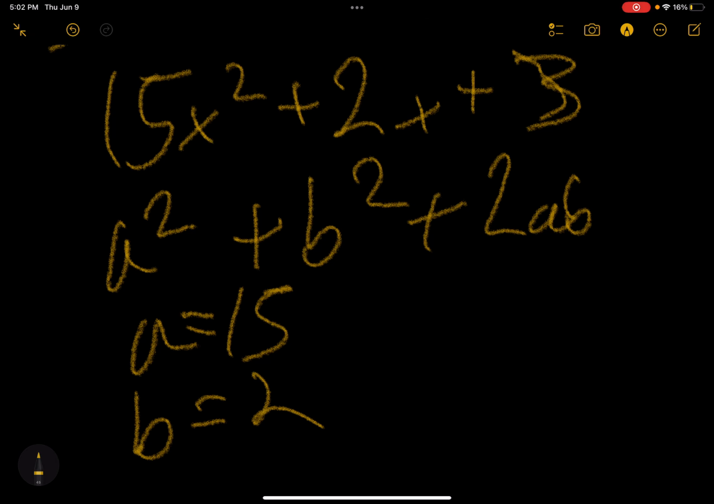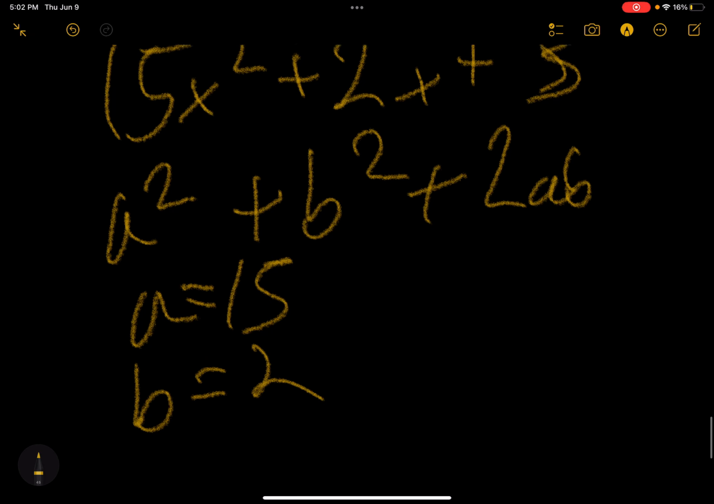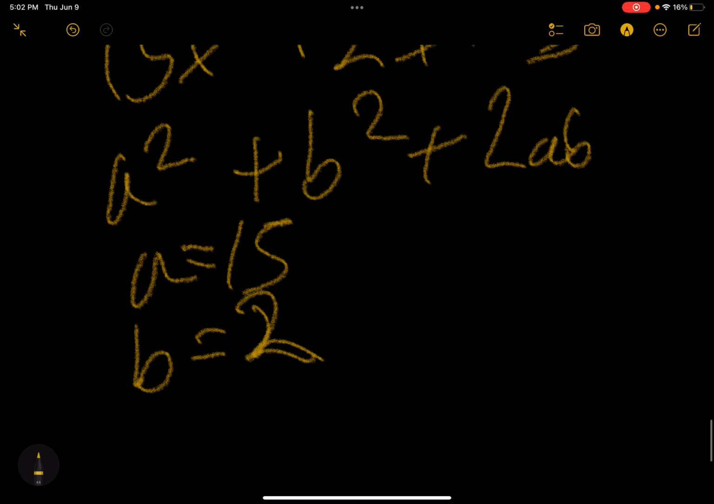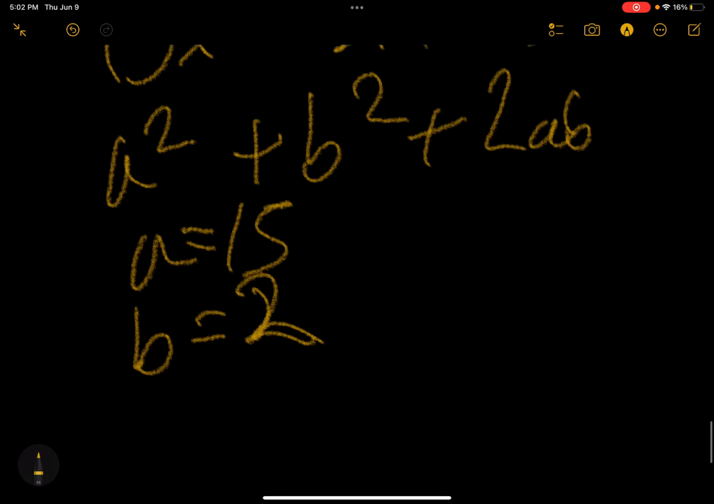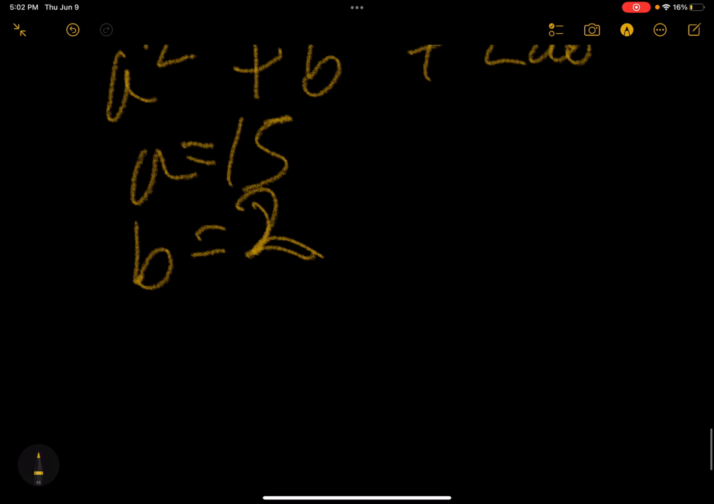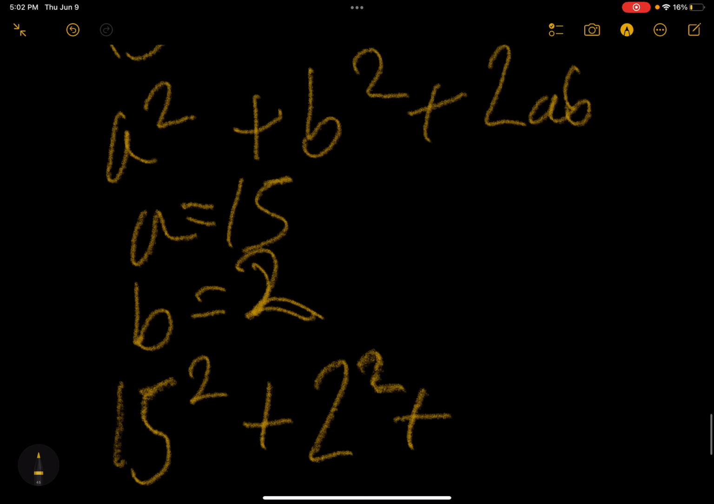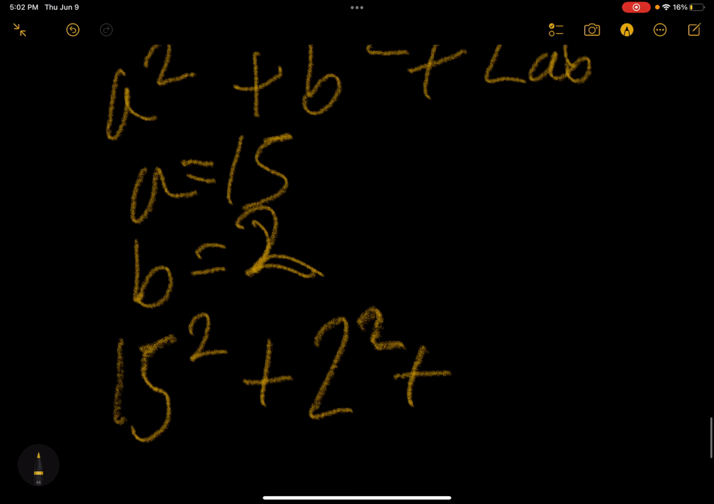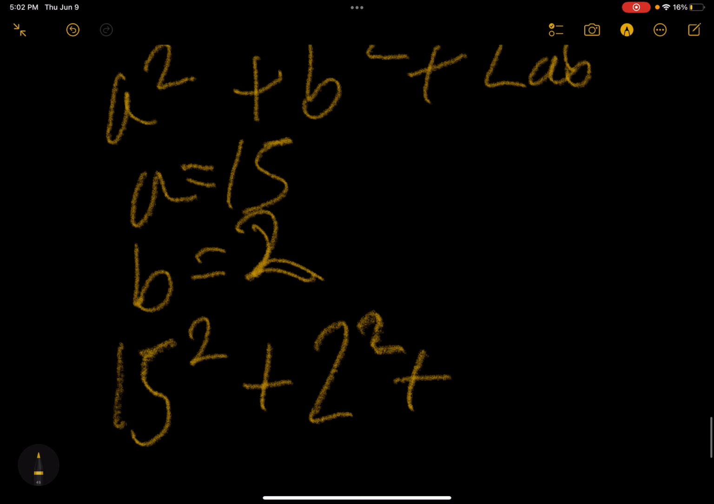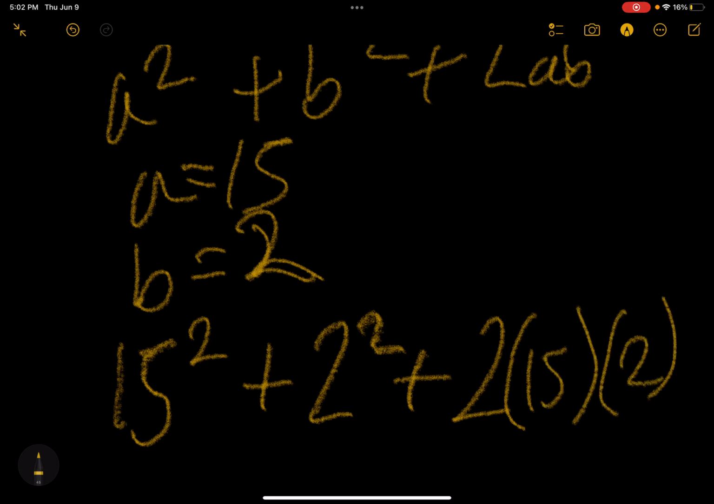Now, if you don't know how to do this, I highly recommend watching the quadratics video. It explains how to do this. Knowing that, we can put these values in there, right? So 15 squared plus 2 squared plus 2 times 15 times, what, b? Yeah, 2. Let's simplify this.